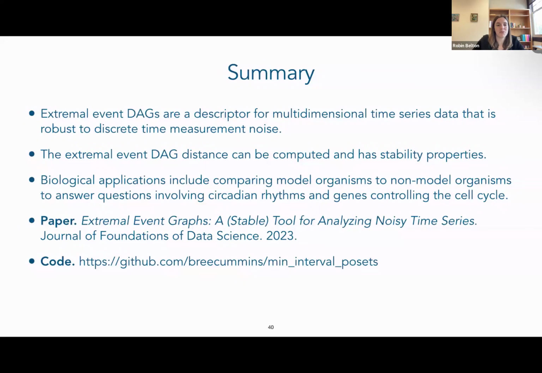So in summary, extremal event DAGs are a descriptor for multidimensional time series data that is robust to discrete time measurement noise. The extremal event DAG distance can be computed and has some stability properties. The biological applications include comparing model organisms to non-model organisms to answer questions involving circadian rhythms and genes controlling the cell cycle. Most of the work I presented can be found in our paper, Extremal Event Graphs, a stable tool for analyzing noisy time series. And we do have code on GitHub that can compute these extremal event DAGs from data as well as distances.